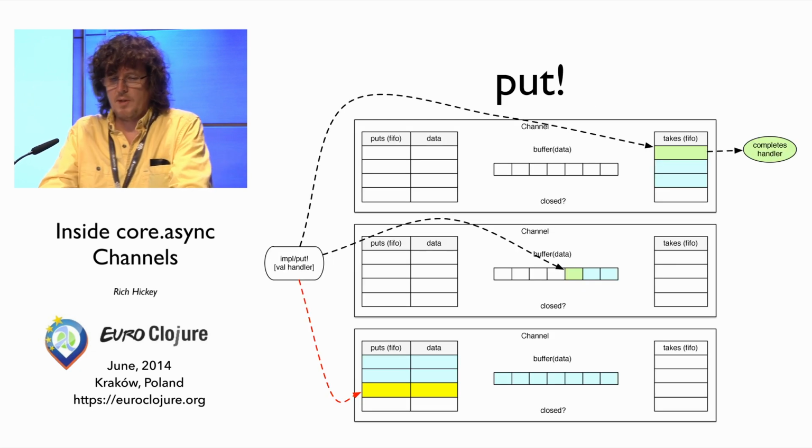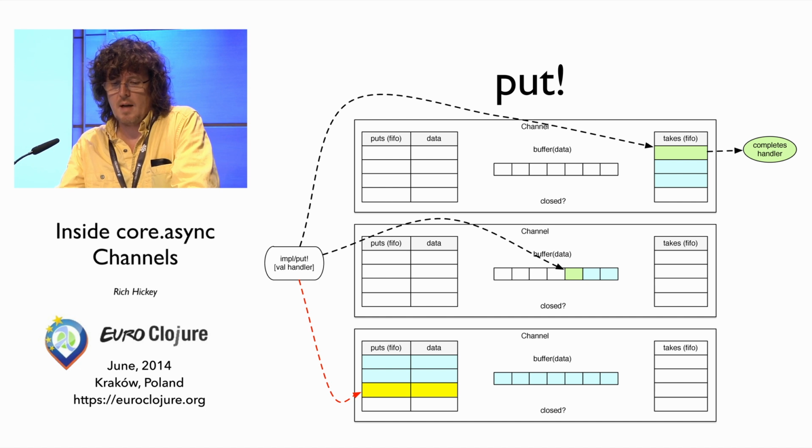So what can happen? What are the scenarios? If we take this internal model and look at the scenarios for put, a few things could happen.